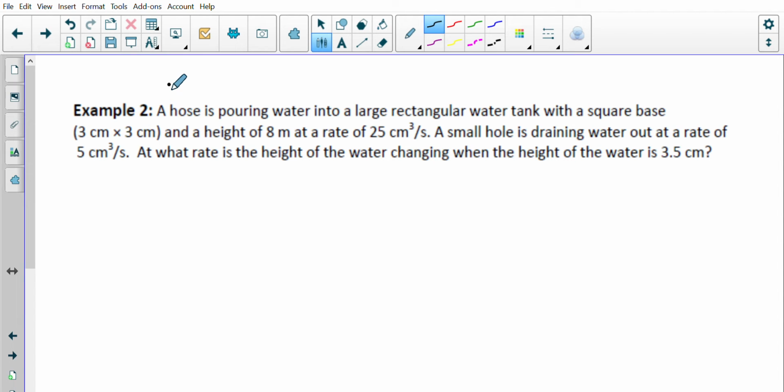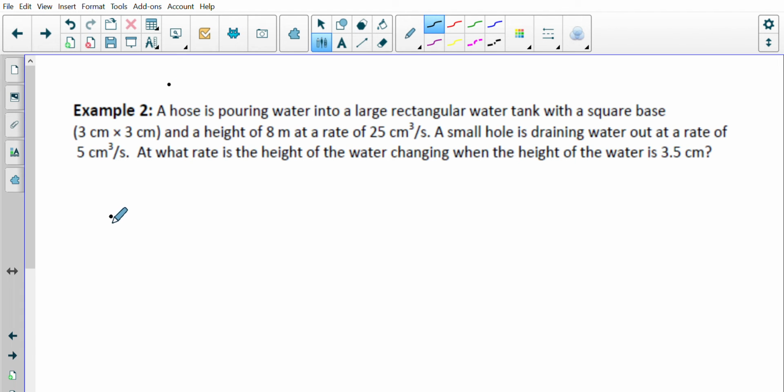A hose is pouring water into a large rectangular water tank with a square base, it's 3 by 3, and a height of 8 meters at a rate of 25 cubic centimeters per second. A small hole is draining water out at a rate of 5 cubic centimeters per second. At what rate is the height of the water changing when the height of the water is 3.5 centimeters? Okay, a lot to digest here.